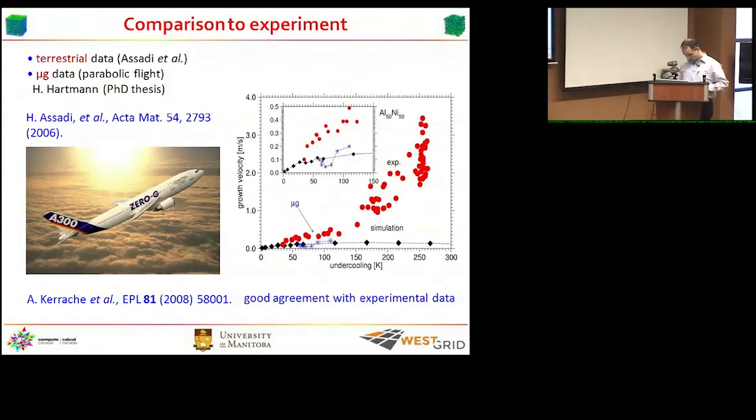The blue points come from experiment, the black ones come from simulations, and the red ones from experiment on Earth. We see that there is a shift between the experiment on Earth and the simulation. This can be explained by convection, but if you compare the blue and the black dots, we have a good agreement.